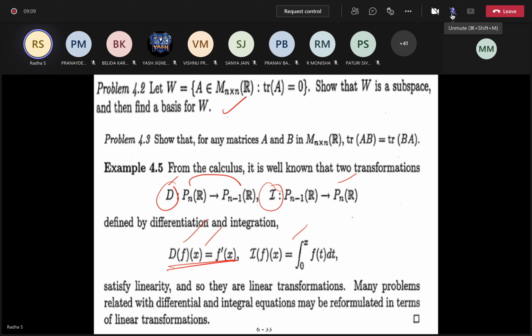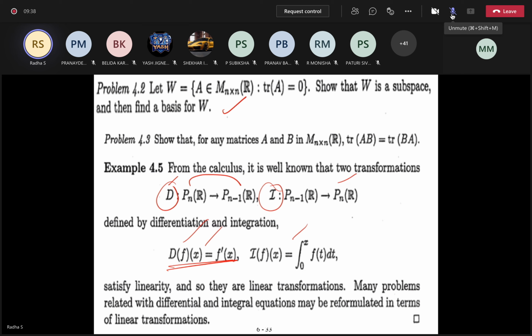Okay. I did the 4.5, I guess. 4.5 we didn't do. What about others? Hello? And we just found whether the trace is a linear transformation or not, ma'am. We just saw the gist of it. Oh, you just prove it alone. Okay, no problem.